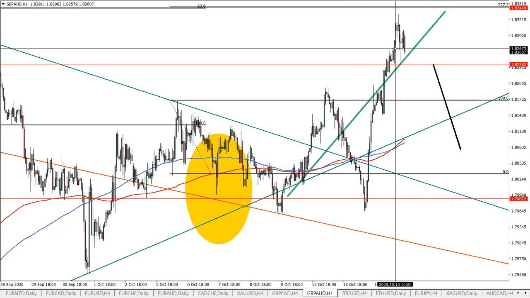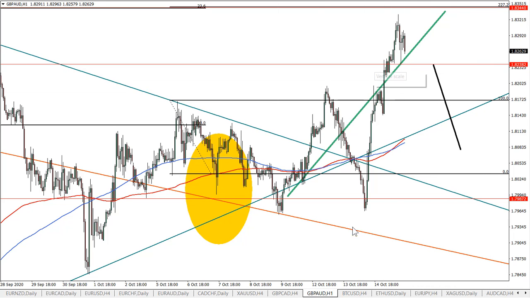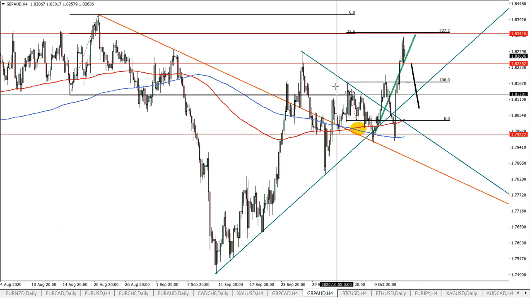So I will not be following that chart, guys, anymore. I think we're done here. Enough is enough. Quite a nice rally on the pound Australian dollar.